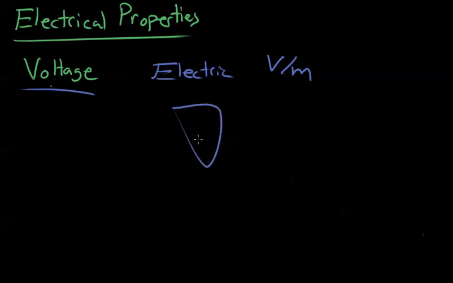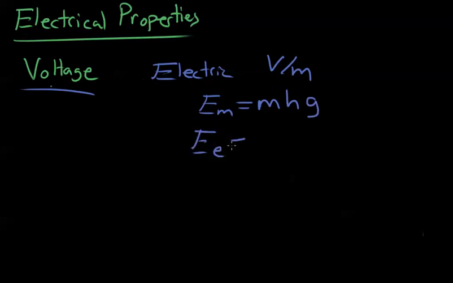Again, I'm going to call this mechanical energy, equal to the mass times the height times gravity. We're going to say the electrical energy is equal to the charge times the height times the electric field. And I'll tell you what I mean by height right now.